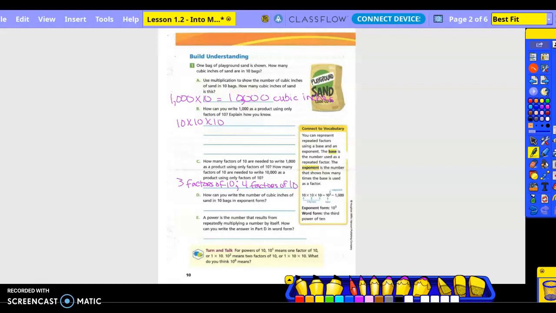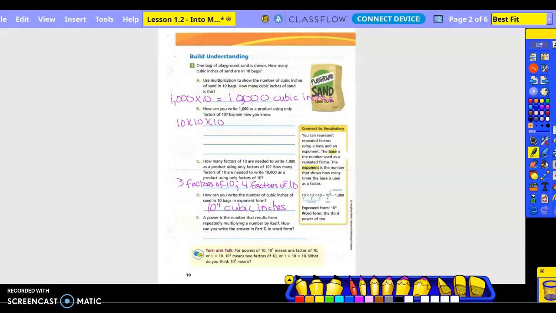So how can you write the number of cubic inches of sand in 10 bags in exponent form? So you write it 10 to the what power? To the 4th power, because you have 4 zeros, right? So 10 to the 4th cubic inches. Yep. A power is the number that results from repeatedly multiplying a number by itself.